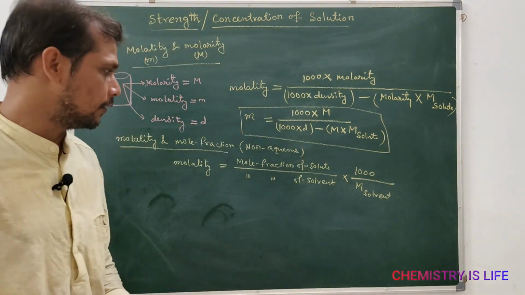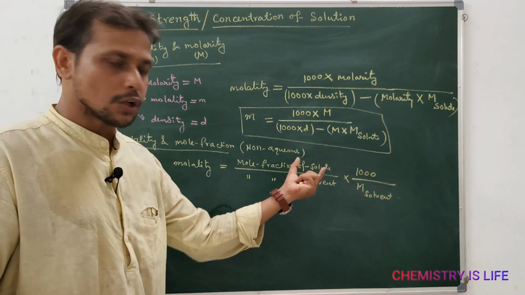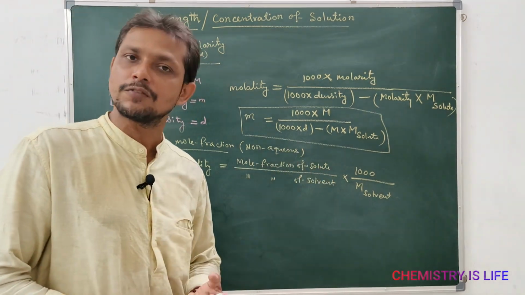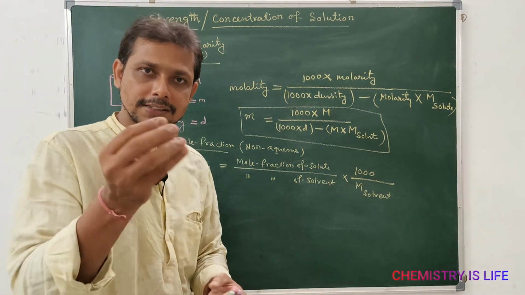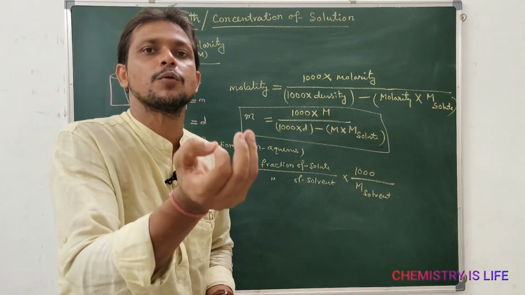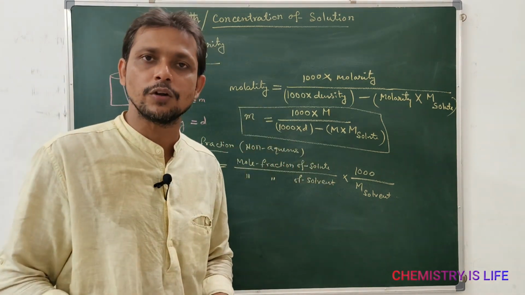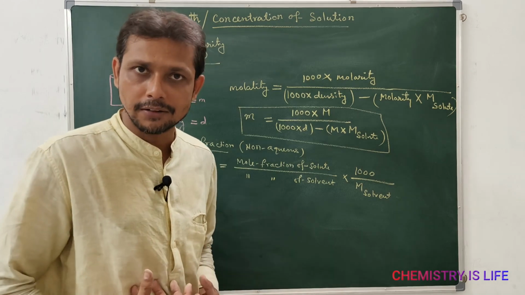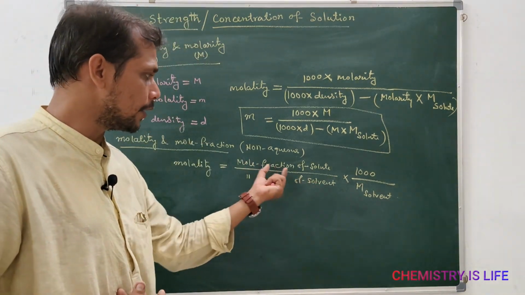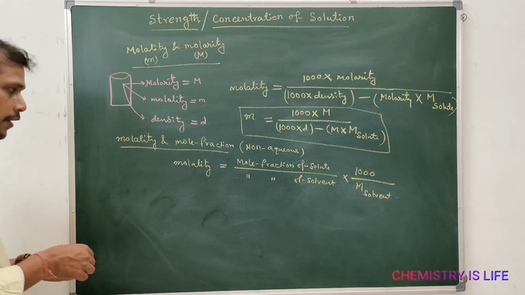So if you are given the mole fraction of solute, we can easily calculate the mole fraction of solvent, 1 minus that. Suppose the mole fraction of solute is given as 0.2. So the mole fraction of the solvent will be 1 minus 0.2, that is 0.8. We can easily calculate and put it in for non-aqueous solvents.